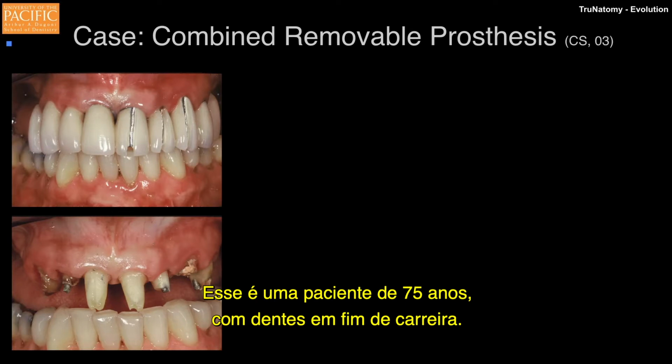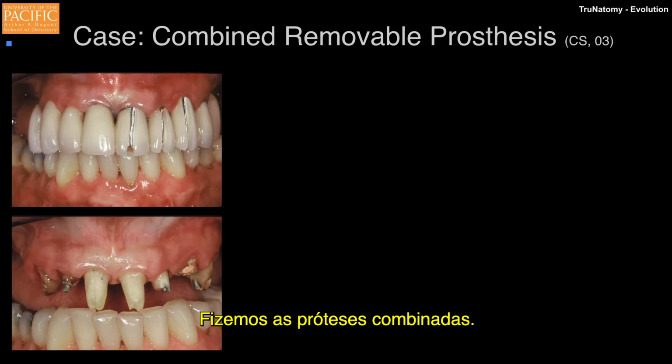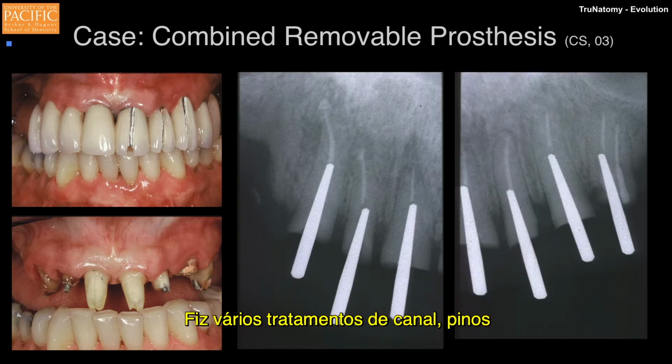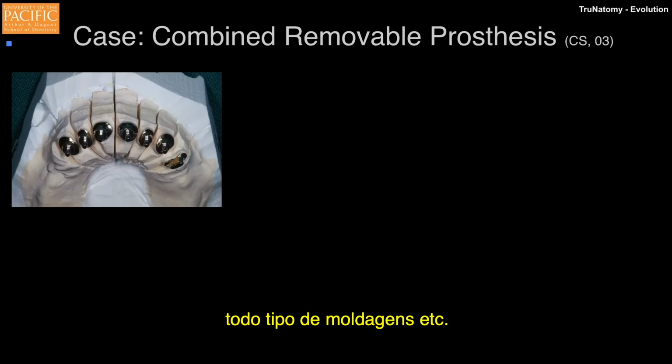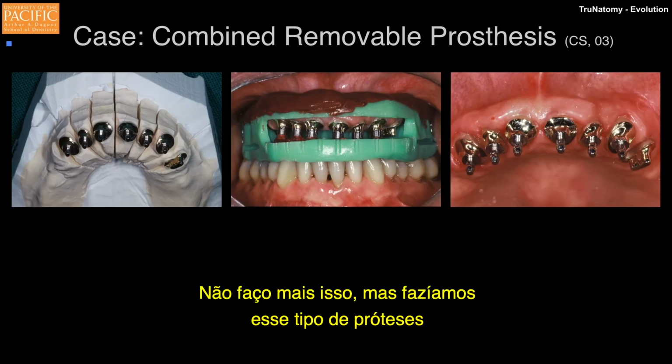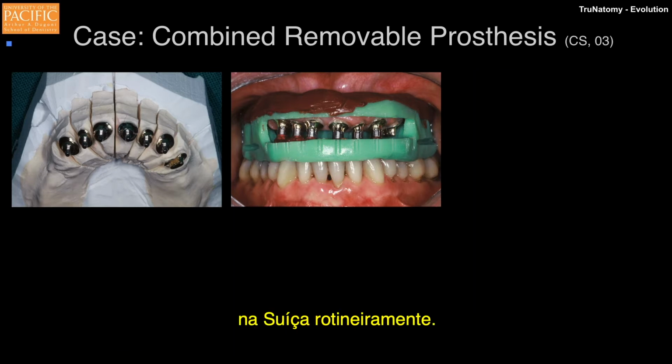This is a 75-year-old patient, and she is at the end of her dental career. And we did this combined prosthesis. I did a lot of root canal treatments, a lot of posts and a lot of abutments and all kinds of casting and all kinds of stuff. Look, I'm not doing this anymore, but we did these types of prostheses in Switzerland routinely.